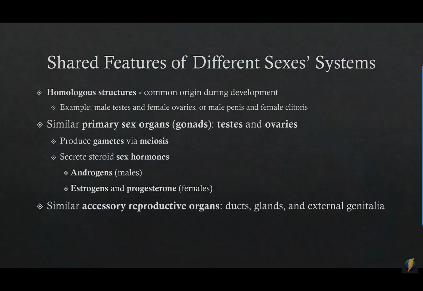So as I mentioned, in addition to the 4 things that they help us do, there are things that the male reproductive system and the female reproductive system have in common, even though they are quite different.